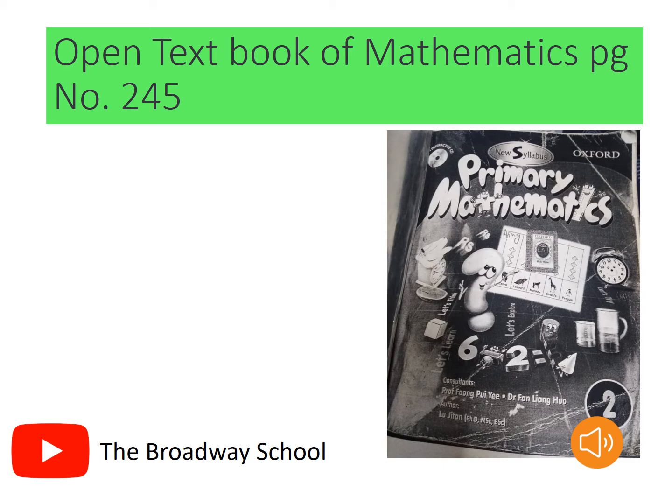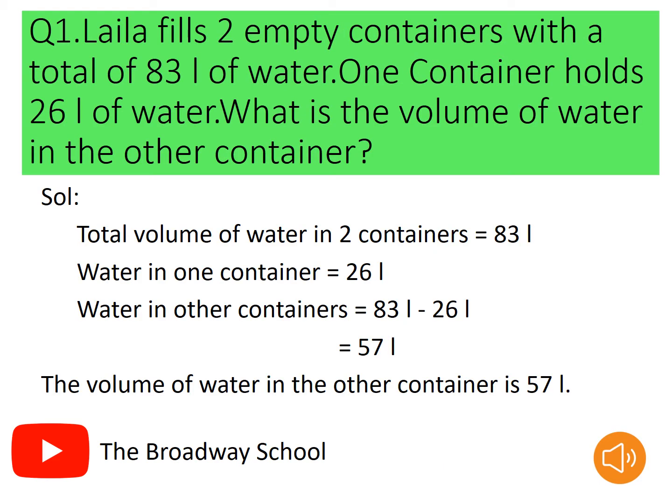First question I am going to read. Question number 1. Leila fills two empty containers with a total of 83 liters of water. One container holds 26 liters of water. What is the volume of water in the other container? We have two containers here, and we know the volume of water in one container. We do not know the volume of water in the other container.